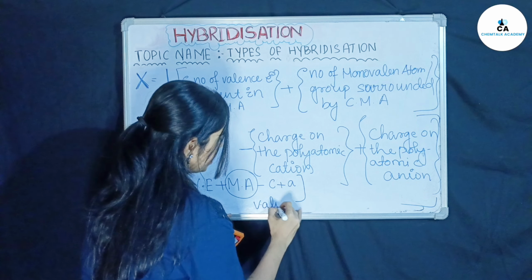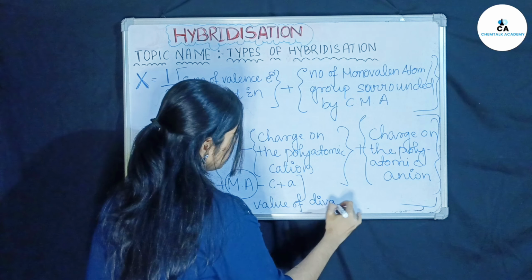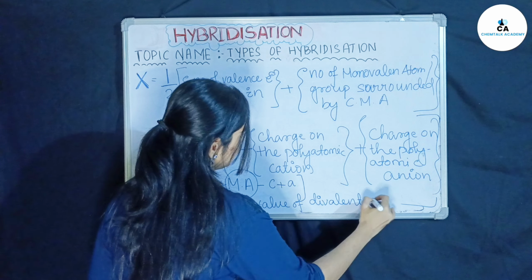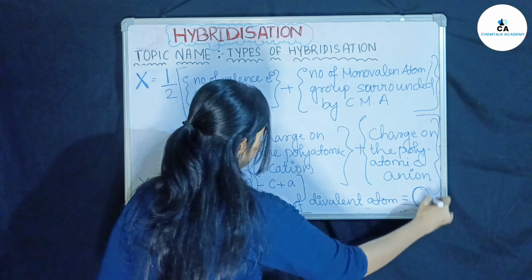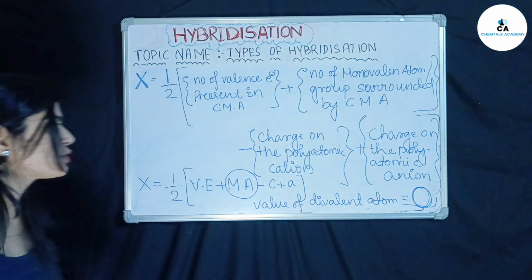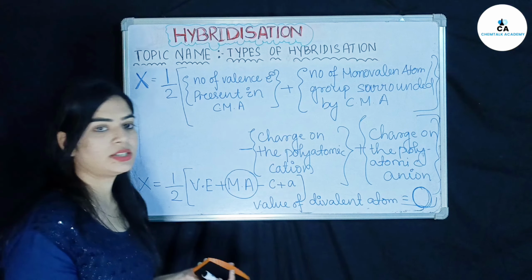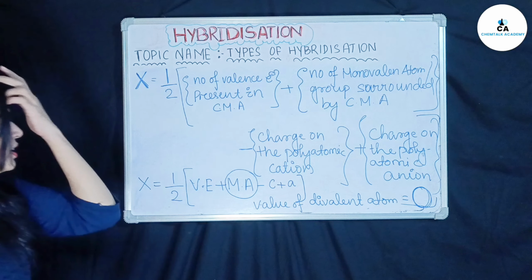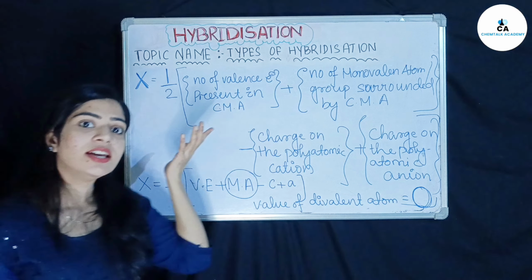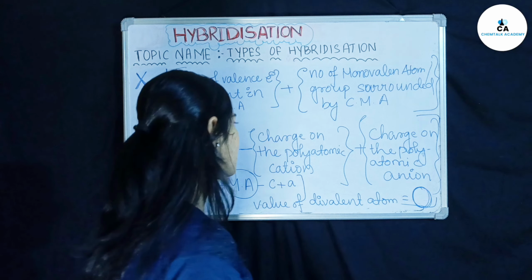I am writing here, value of divalent atom or group is always equals to what? 0. So you will put the value 0. For monovalent, we know that 1. Okay, so clear, this is the formula to predict what is the number of hybrid orbitals obtained, or what is hybridization.